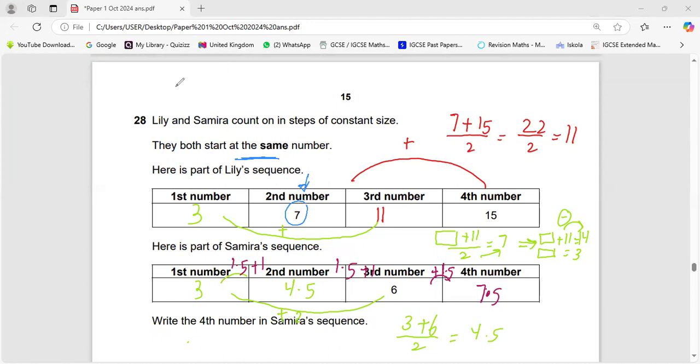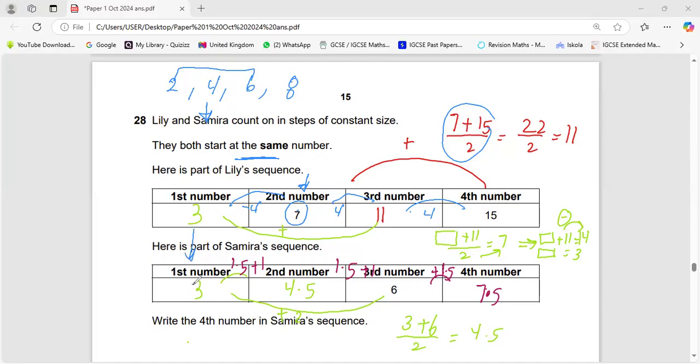Here is 7. For example, I give you another example: a sequence 2, 4, 6, 8. If you add 6 plus 2, 8, divided by 2, 4, we get the middle. I do the same technique: I add 7 plus 15, 22, divided by 2, 11. Here is 11. Or I do this: each time you increase by 4, and here you decrease because we move to the left by 4, 7 minus 4, we get 3.